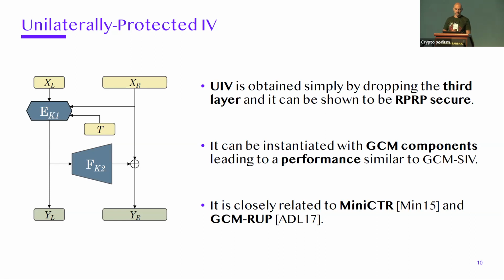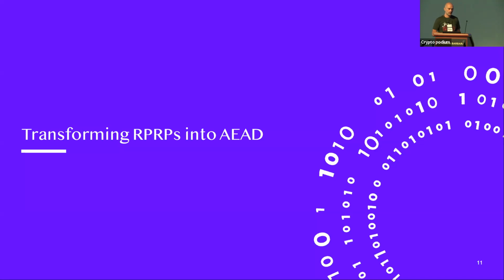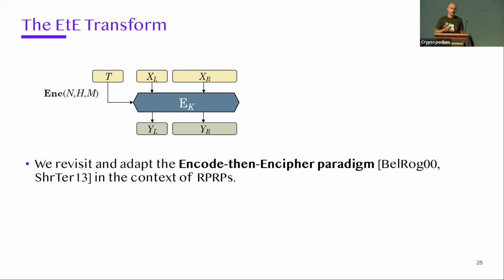And it is closely related to 2 other constructions: one is called MiniCTR by Minematsu, and the other one is called GCM-Wrap by Ashur, Dunkelman, and Luykx from Crypto 2017. And I'll highlight as we go along how this relates to these other 2 constructions. Okay, so let's see now how we can transform rugged PRPs into AEAD. The problem of transforming a variable length cipher into an authenticated encryption scheme is a classic one that dates back to 2000 and was studied by Bellare and Rogaway, and was then revisited in the work of Shrimpton and Terashima.